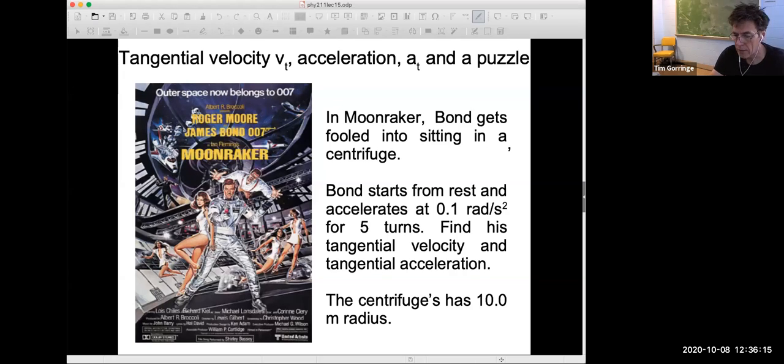Anyway, if you remember, in Moonraker, James Bond unfortunately got fooled into sitting in a centrifuge, and they tried to kill him in the centrifuge. And this problem is about his little trip in the centrifuge, and we're told that James starts from rest. He accelerates at 0.1 radians per second squared, and he rotates for 5 complete turns. And after that duration of his rotational motion, we've got to figure out his tangential velocity, his tangential acceleration. So let's go ahead and do that. There's one more piece of information we're given here, that the centrifuge was 10 meters in radius.